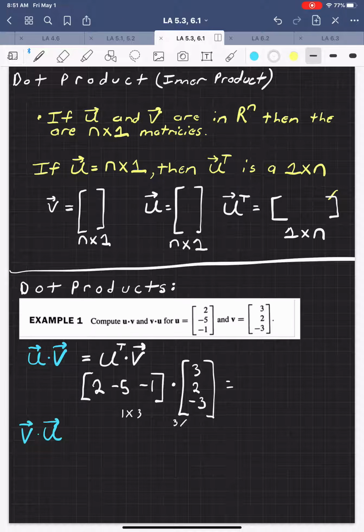And then a 3 by 1. So now we actually can compute. Now I'm not gonna do V dot U for you. I'm just gonna do one of these. These are fairly easy concepts.